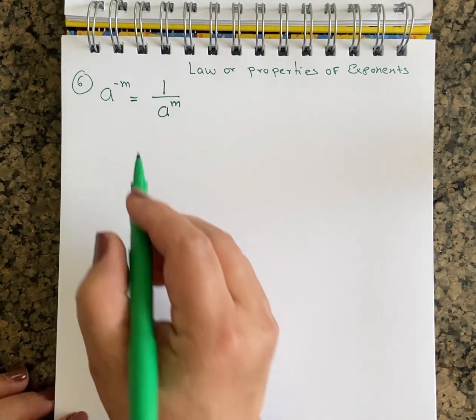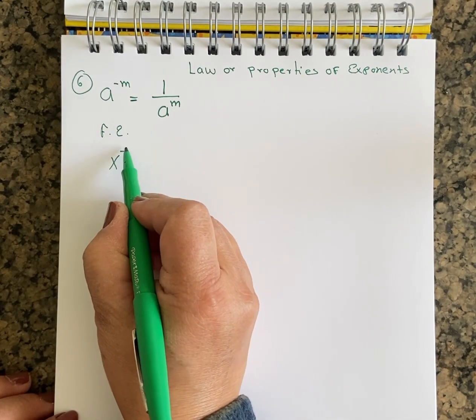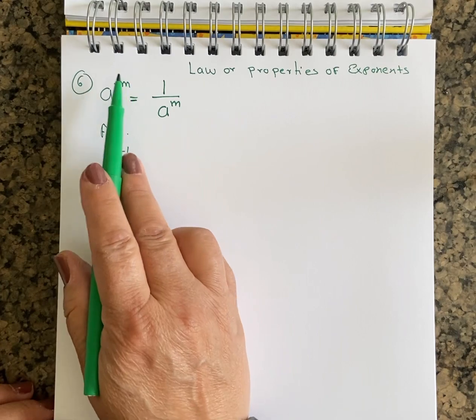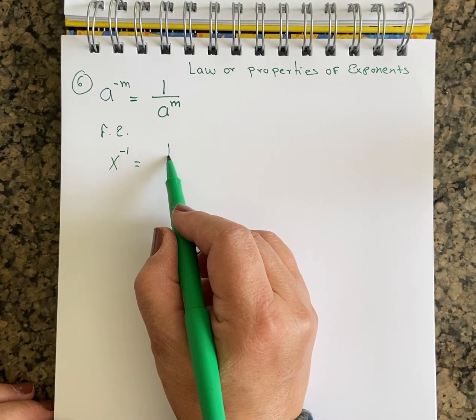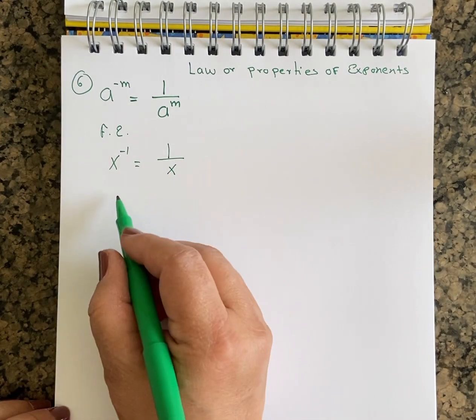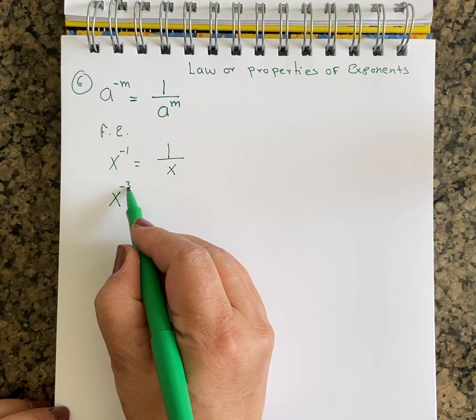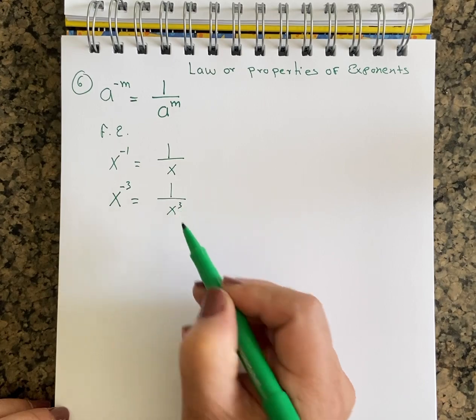Now let's do some examples. So for example, we're going to do x to the negative 1. Applying that law, we can say that this is the same thing as having 1 over x to the 1, or just 1 over x. And if I were to have x to the negative 3, this is the same thing as having 1 over x to the third power.